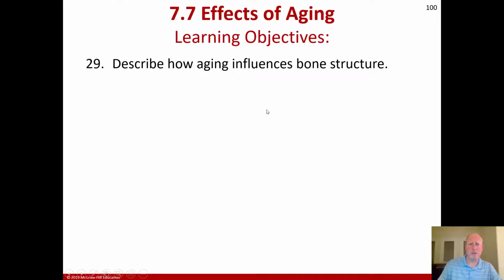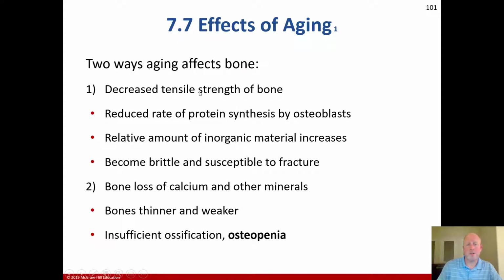We'll go and talk about our final section here, the effects of aging, describing how aging influences bone structure. There are two ways essentially aging affects bone: decreased tensile strength of bone and the loss of calcium and other minerals. With decreased tensile strength, there's a reduced rate of protein synthesis by the osteoblasts. The relative amount of inorganic material increases. Bones become brittle and susceptible to fracture as we age.